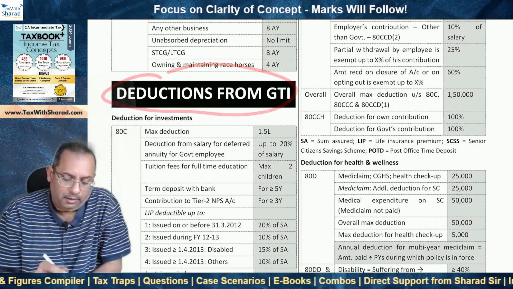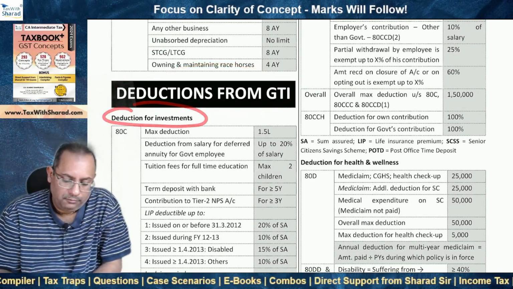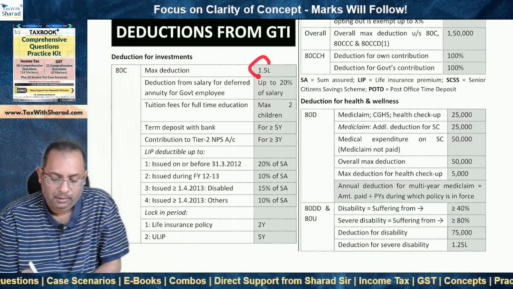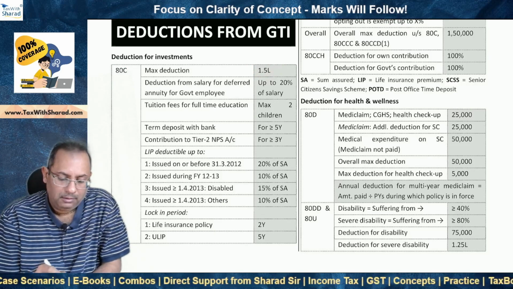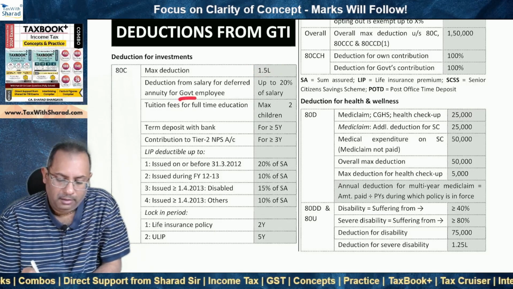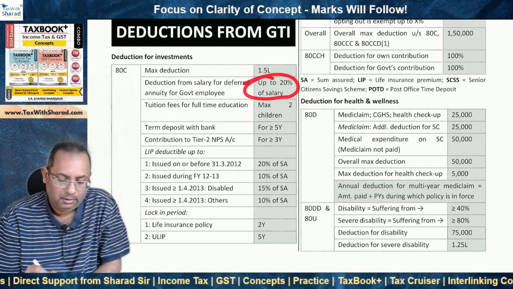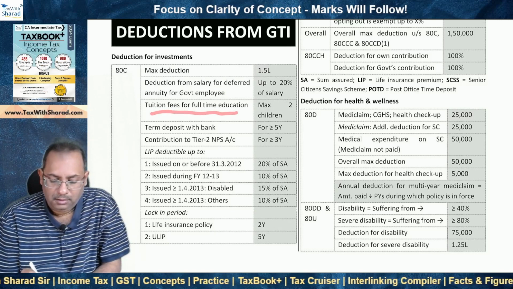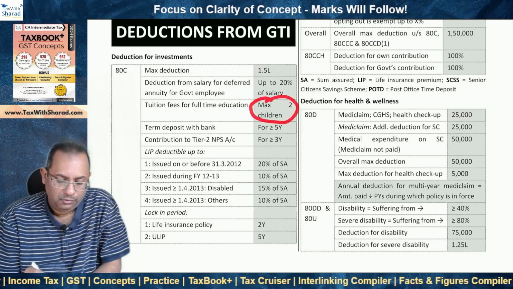Deductions from gross total income. First, we look at deduction for investments under section 80C. Maximum deduction can be 1.5 lakh and there are certain sublimits. Deduction from salary for deferred annuity for government employees is allowed up to 20% of salary. As far as tuition fees for full-time education is concerned, it is allowed for a maximum of 2 children.